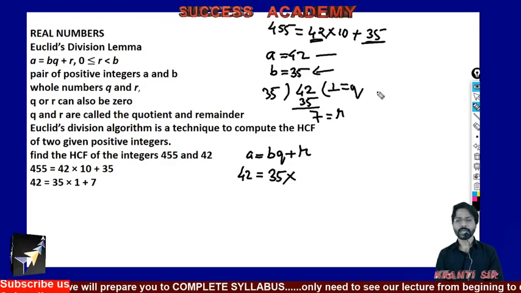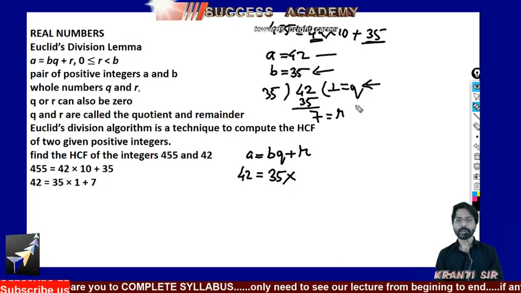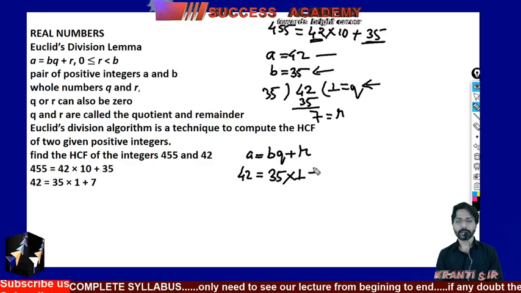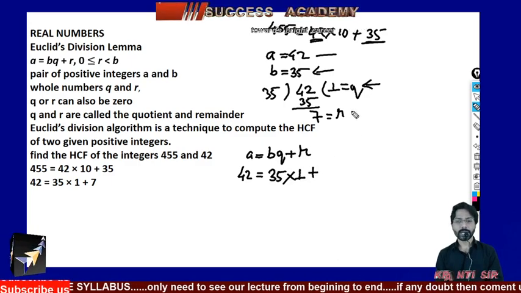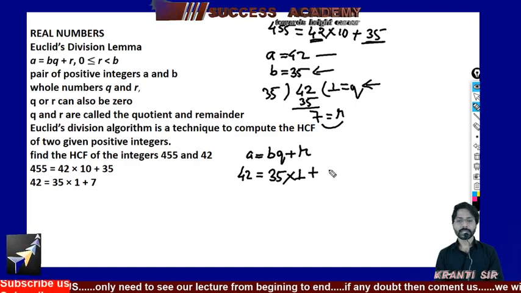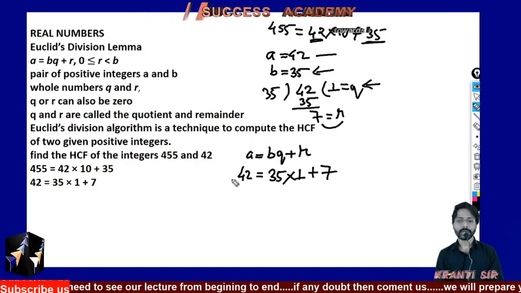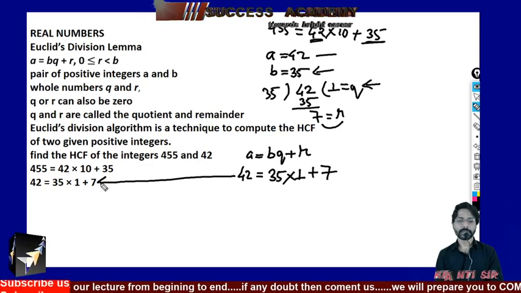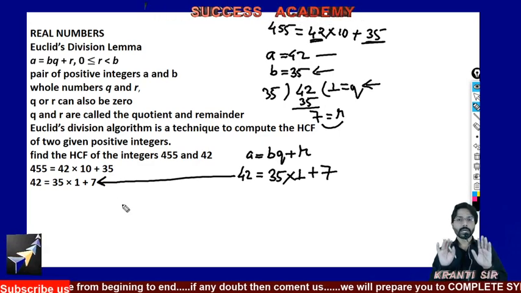What is the value of Q? The value of Q is 1. So write down 1 plus R. What is the value of R? The value of R is 7. So here it is, 7. Now here is the equation. See, this is your answer. Is this clear?